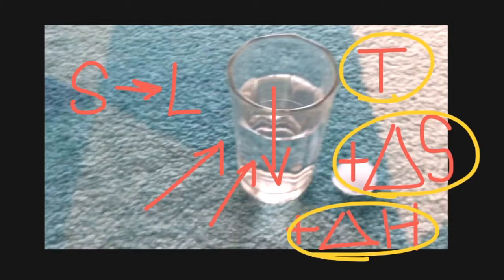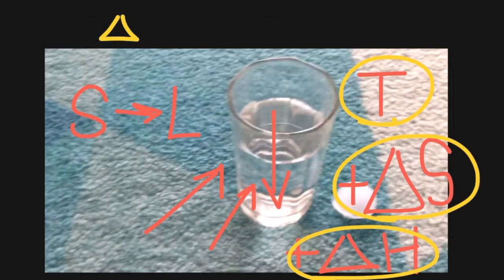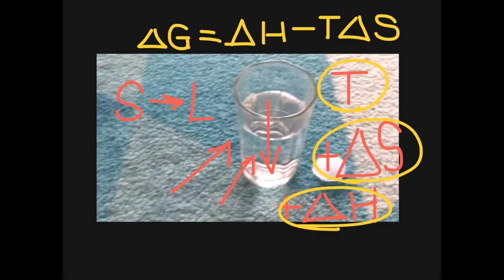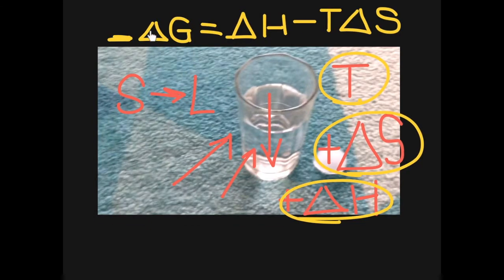And this is where the definition of the Gibbs free energy comes in, where the change in the Gibbs free energy, delta G, equals delta H minus T, the temperature in Kelvin, times delta S. And in the case of the melting block of ice at room temperature, delta G becomes negative. For any spontaneous process, delta G, the Gibbs free energy, is always negative.